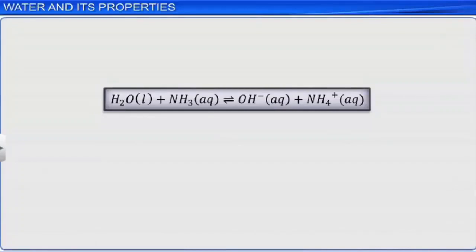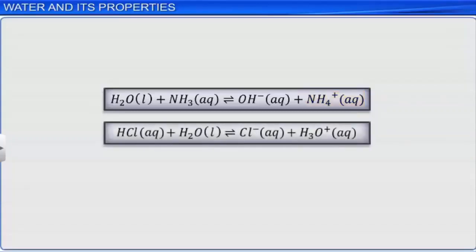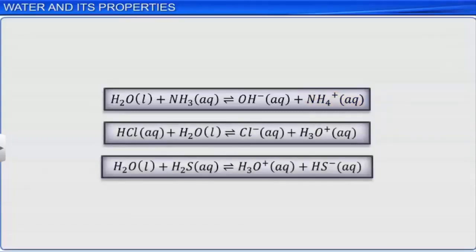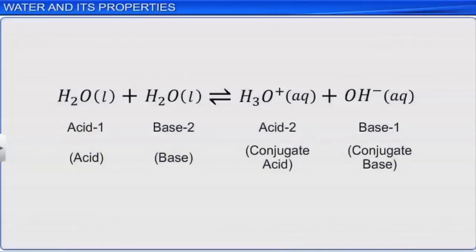For example, in the reaction with ammonia, water acts as an acid by giving an H+ ion and forming an NH4+ ion. In the reactions with hydrogen chloride and hydrogen sulfide, water behaves as a base by accepting H+ ions and forming H3O+ ions. Water also undergoes autoprotolysis or self-ionization, in which one molecule of water acts as acid 1 and another molecule as base 2 to give a molecule of acid 2 and base 1. These are also known as conjugate acid and conjugate base.